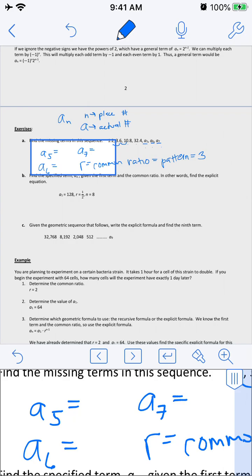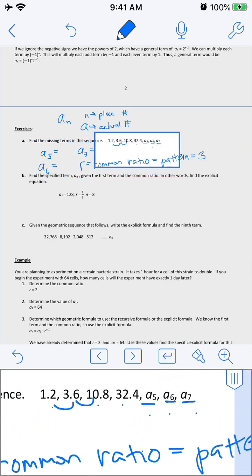Super fancy, but that doesn't help me exactly. That's not the answer to my question, right? The answer is what are the next 3 terms. So we times by 3 now. We get, let's see, 32.4 times 3, 97.2.